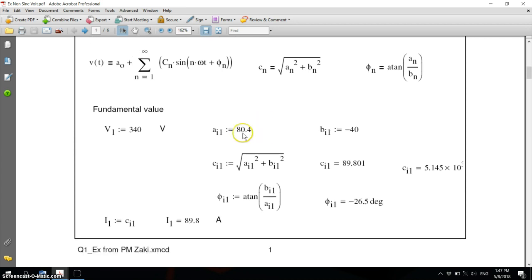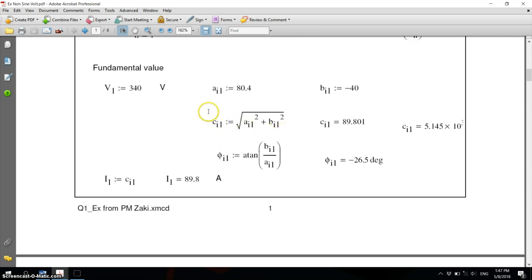So you solve that. However, you still get the same solution here. You have C1 equals 89.80, and then for the inverse tangent, the actual equation is An over Bn, so there's a mistake here, so this equation is correct. So the angle is minus 26.5, right?